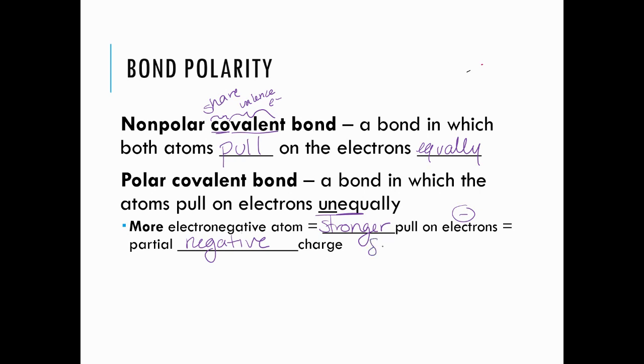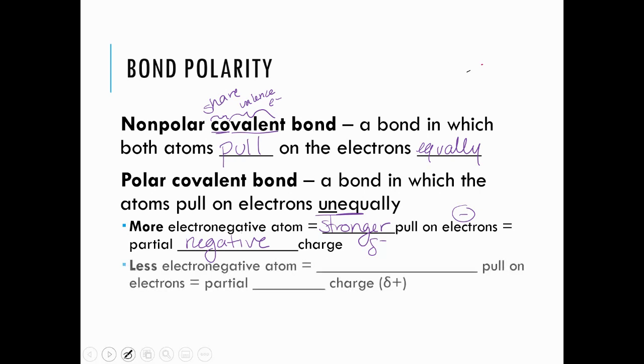We indicate a partial negative charge with a little sigma and a negative sign. It's a lowercase sigma. Oppositely, the less electronegative atom has a weaker pull on the electrons. And since it doesn't have as many electrons spending time with it, it's going to have a partial positive charge. And we can see that sigma and the plus sign.